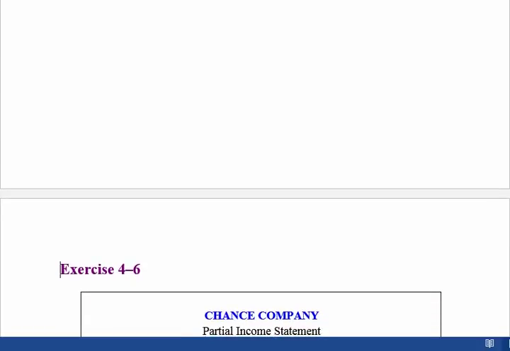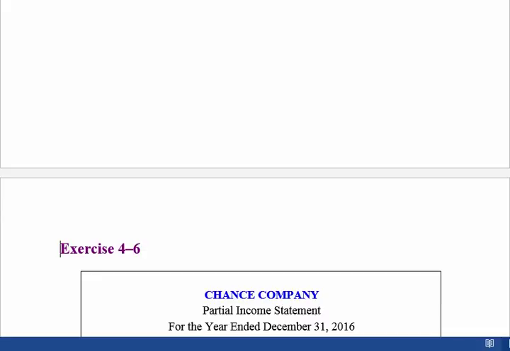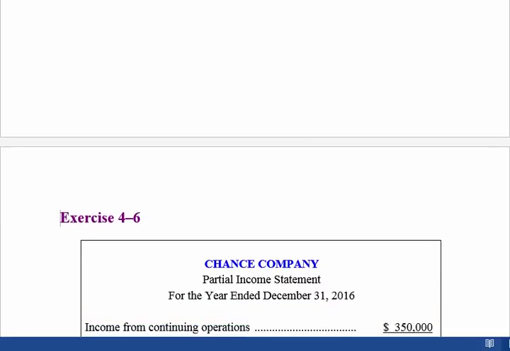So here, this problem starts with income from continuing operations and shows how we would handle some discontinued operations. Our starting point in this exercise is Chance Company. This is a partial income statement for the year ended December 31, 2016. We're going to start with income from continuing operations, which is, as you just saw, quite a ways on down on the income statement. Now let's read through this one.